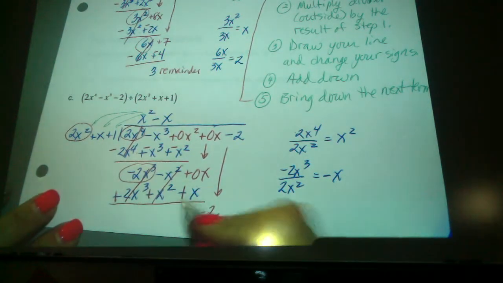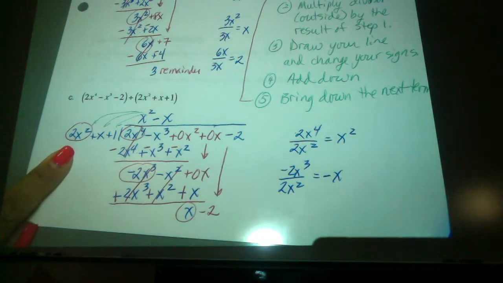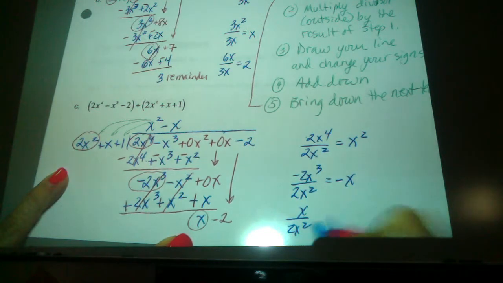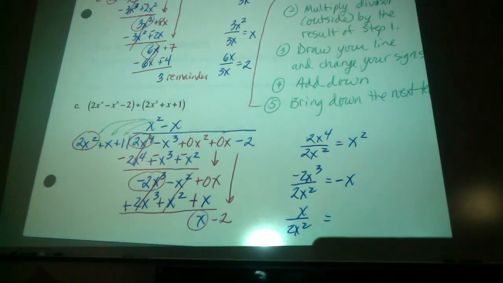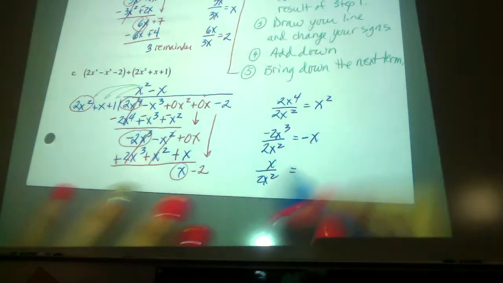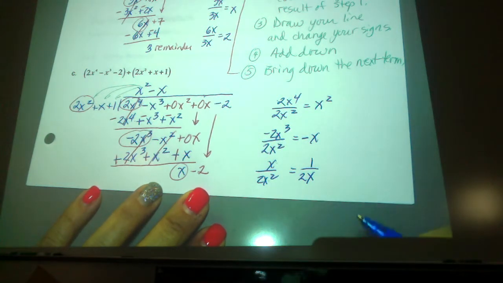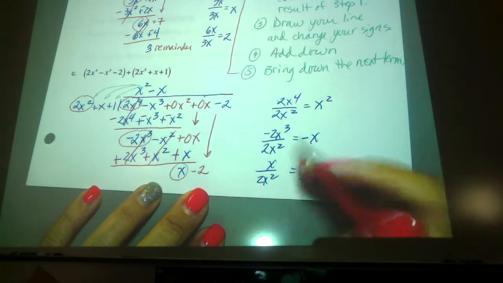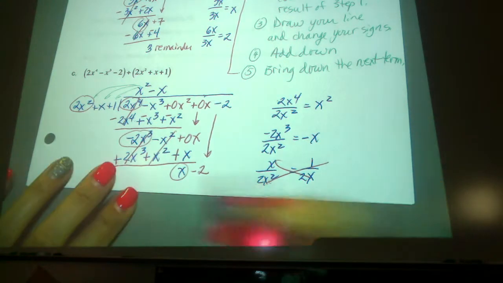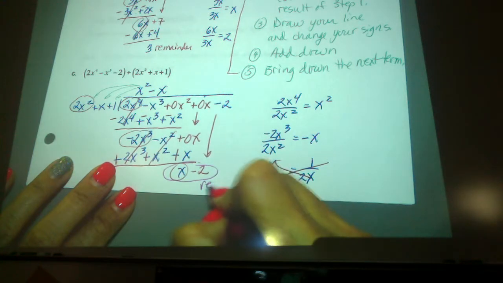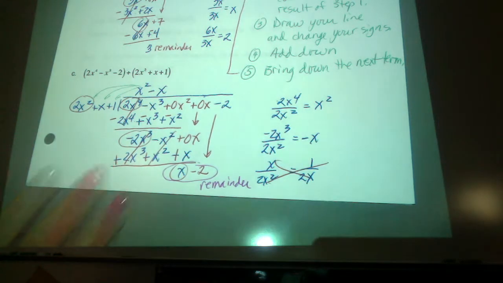So my first term is an x and a 2x squared. Look what happens when I take the x and divide it by the 2x squared. What do I end up getting? The x cancels downstairs, so don't you get a 1 over 2x? You don't want a fraction. If you get a fraction, we're done. This whole thing here becomes my remainder. So you can have a polynomial as a remainder.